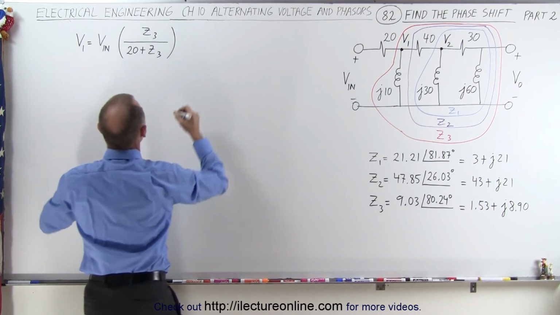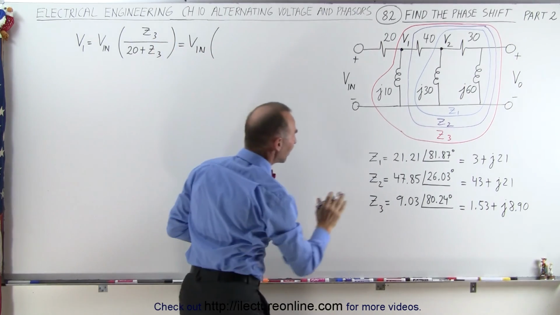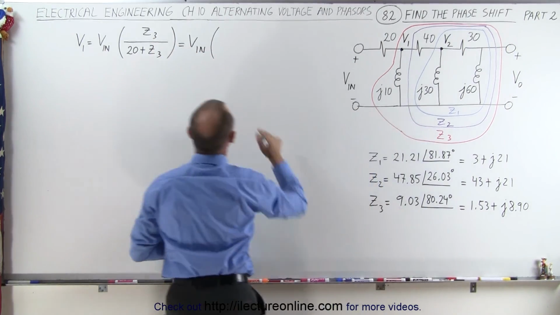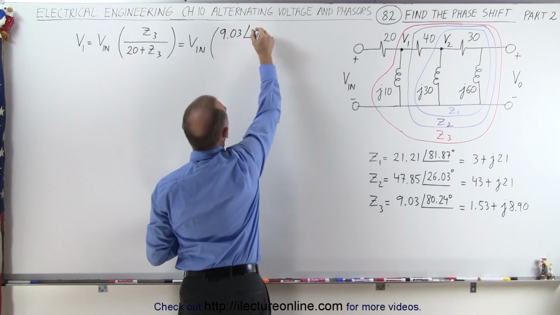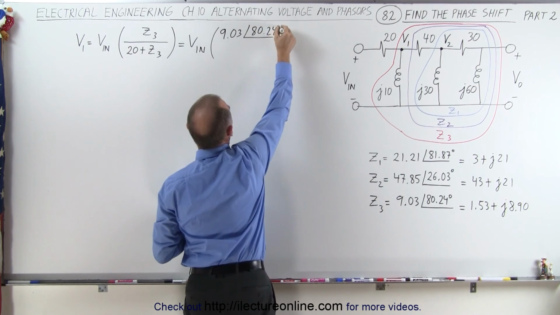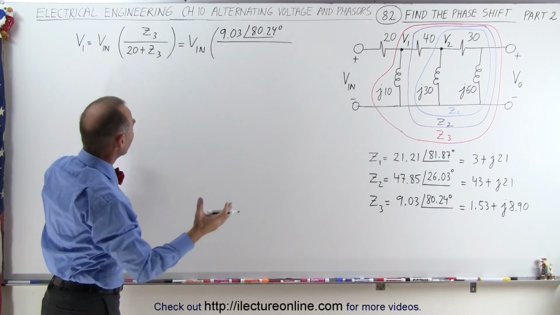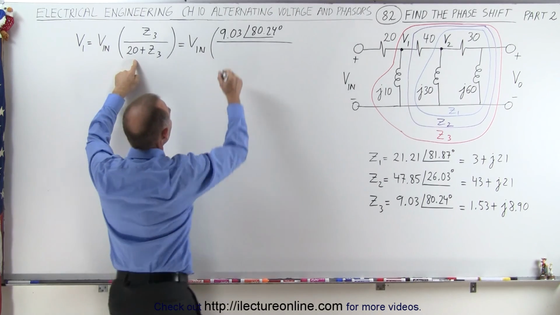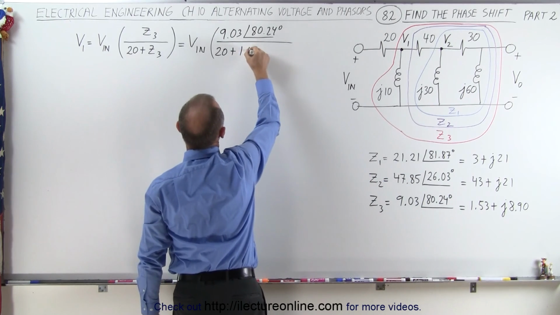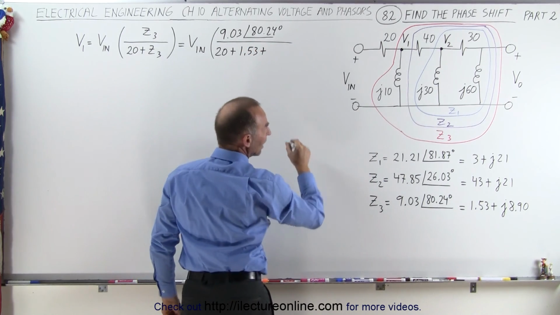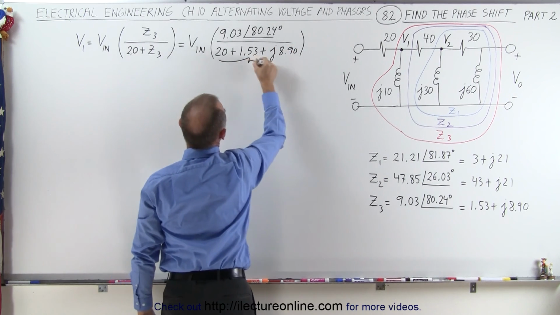Let's go ahead and plug in what these are equal to. So this is equal to Vin. In the numerator, we're going to use the magnitude and phase angle format, so it would be 9.03 with a phase angle of 80.24 degrees. In the denominator, we're going to leave it in the real and imaginary parts because we have to add them together. So that'll be 20 plus Z3, and Z3 is 1.53 plus j8.90.